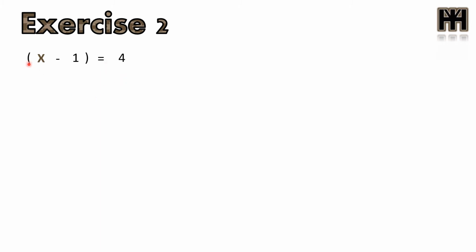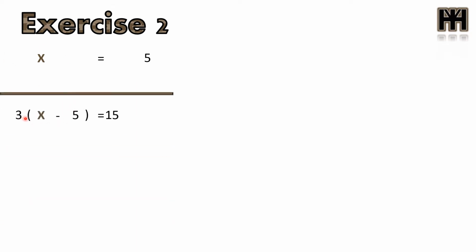Now we don't need the brackets anymore, because nothing is multiplied to x and negative 1 here. So we can remove the brackets safely now. We have x minus 1 equals 4. What can we do now? We will send the negative 1 to the other side to be positive 1. Pass through the magic gate, it turns to positive. So we have x equals 4 plus 1. So x is equal to 5.